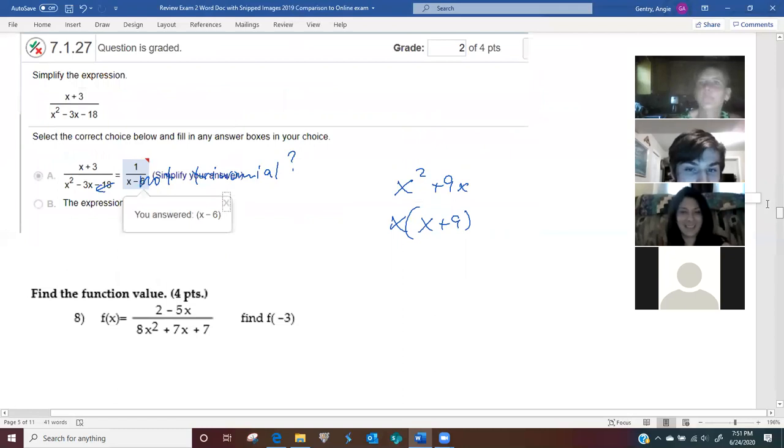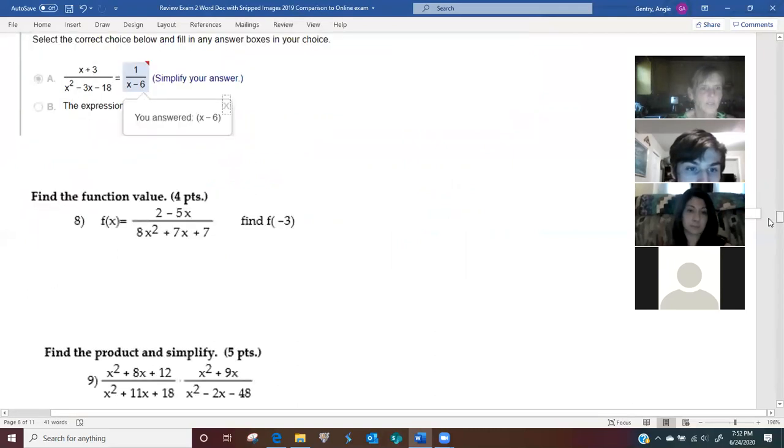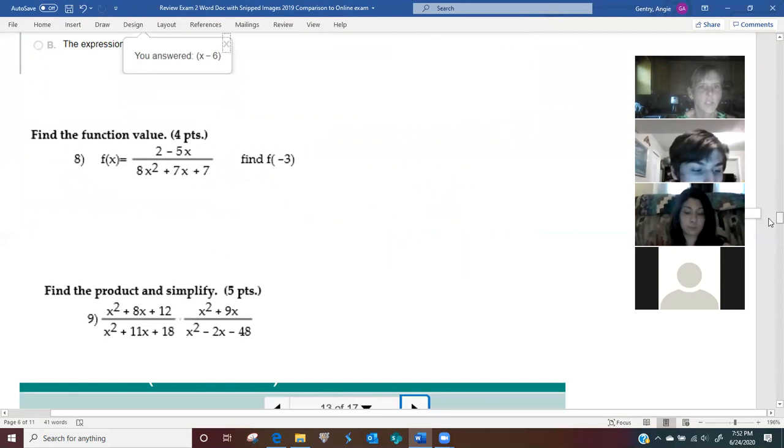Okay, simplify: numerator, denominator, factor, factor, cancel, cancel. So this is all pretty basic. Find the function value. If it asks you to find the function value, f of -3, all you do is plug it in. So those are gifts.